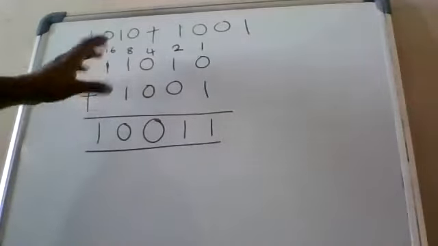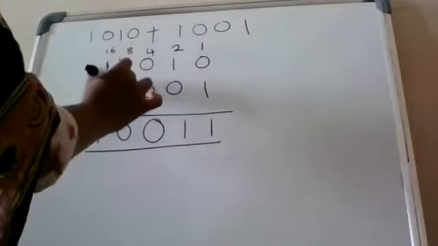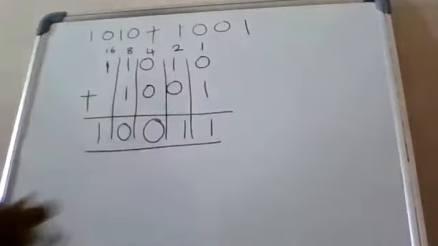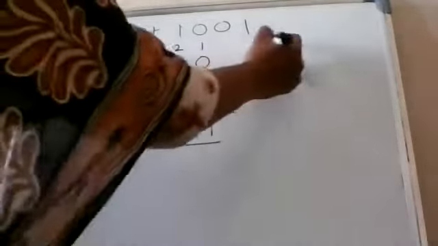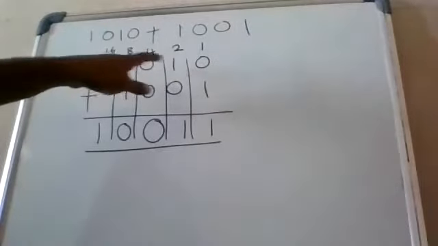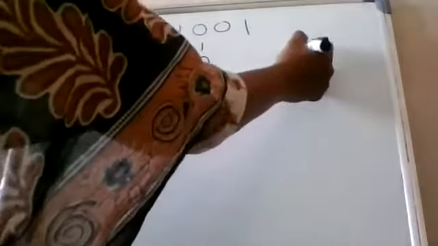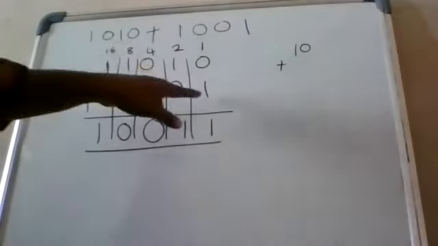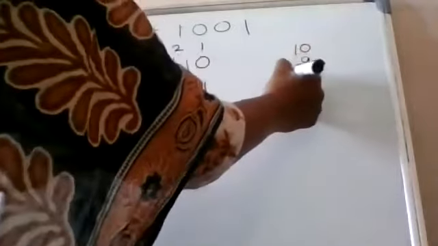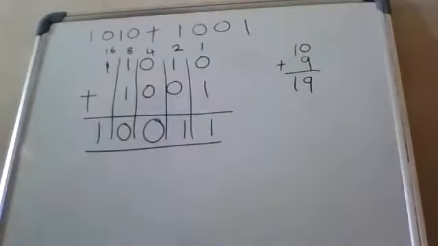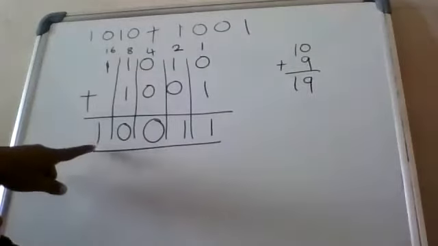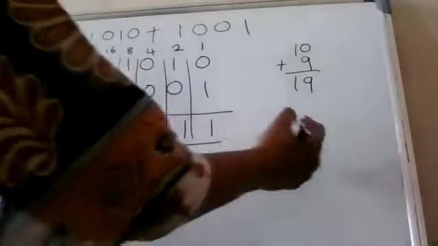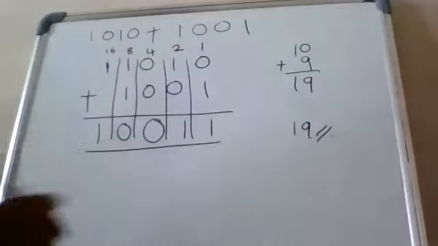So this is the carry value, and these are the given values. What is the one here? 8. 8 plus 2, 10. Next here 8 plus 1, 9. The answer is 19. So here 16 plus 2, 18, 18 plus 1, 19. So our answer is correct.